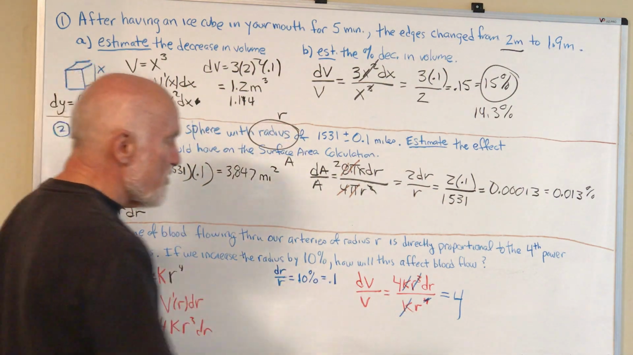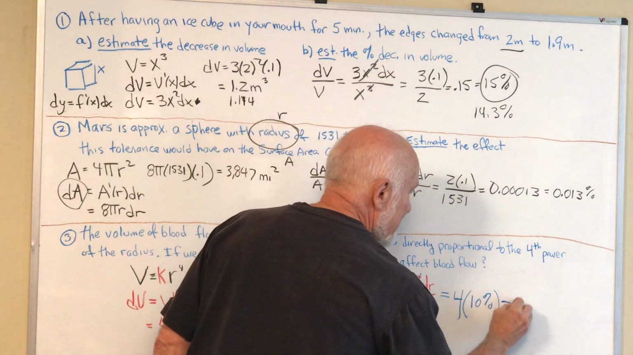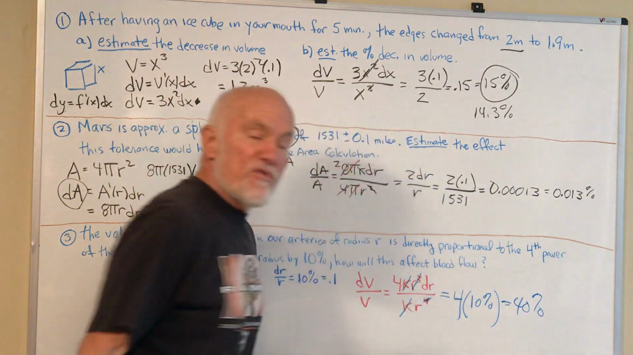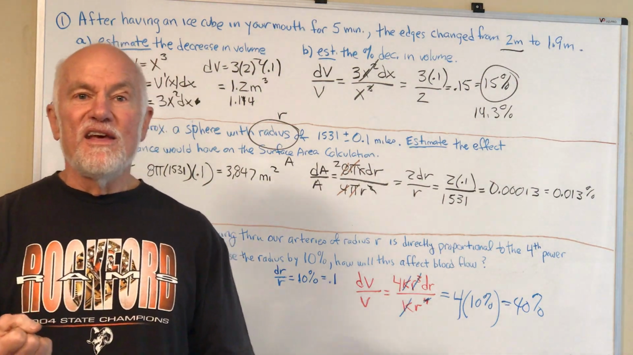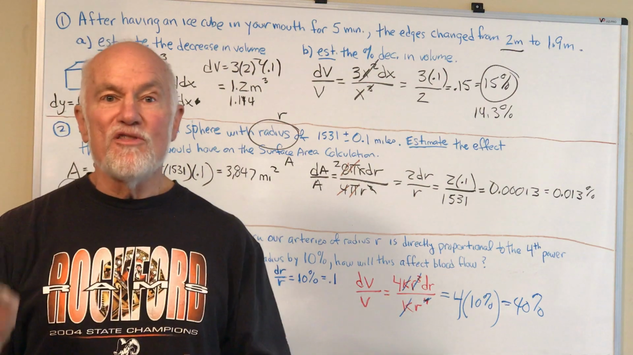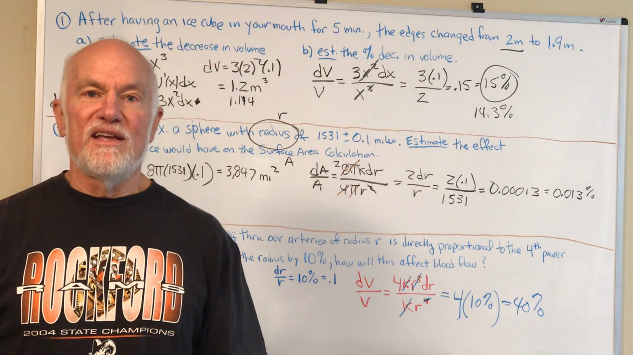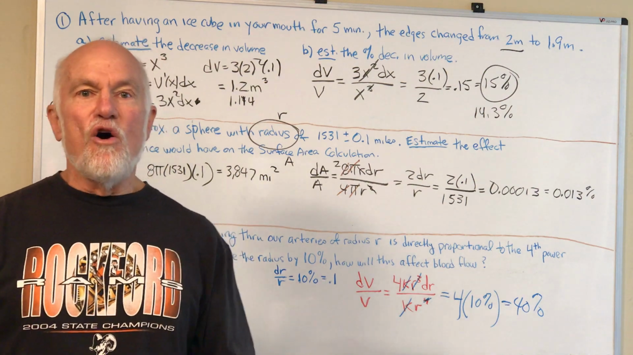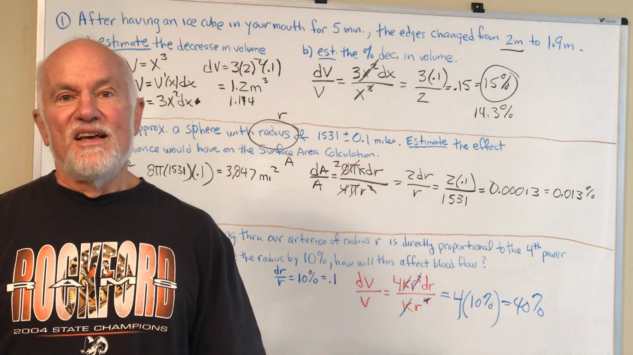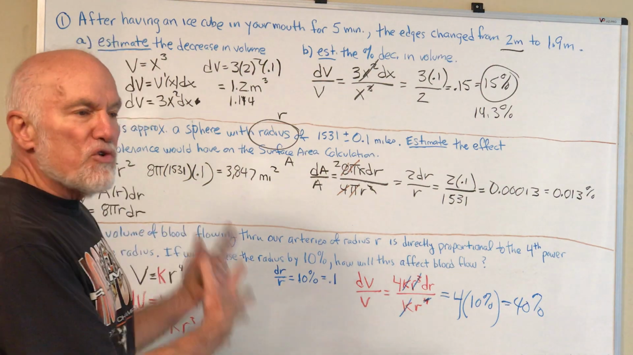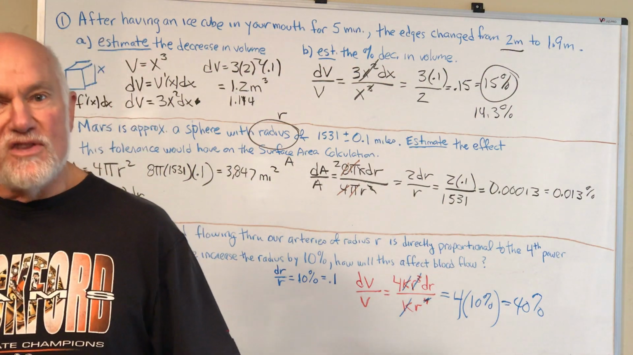Well, we know that's 10%. Well, 4 times 10% is 40%. So if we can do an operation to increase the arteries by 10%, the radius of them, we can increase the blood flow by 40%. And that person is going to be feeling a whole lot better and a lot healthier. So anyway, I hope that shows you what differentials can do to help us and linear approximations.